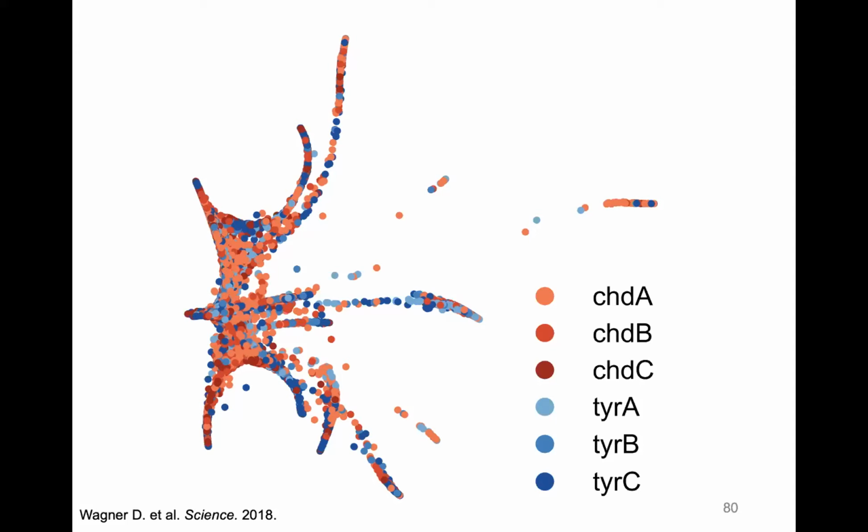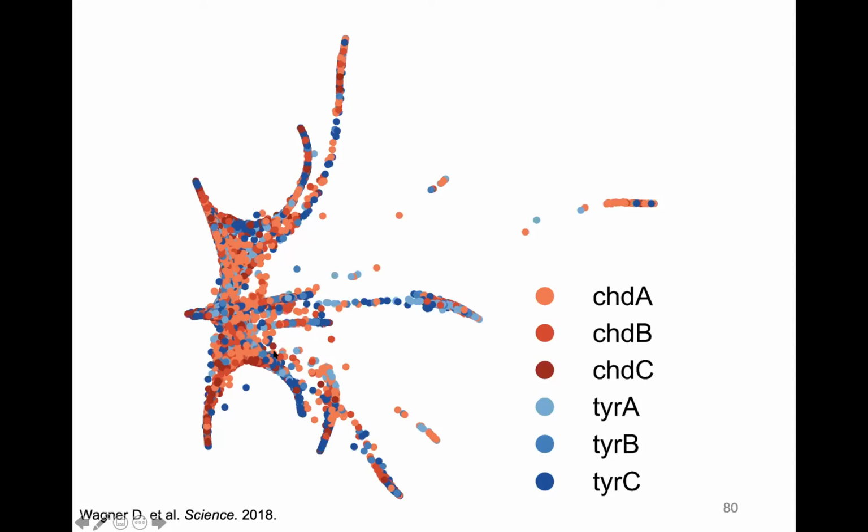We were talking about proper experimental design, and in this case, they actually did triplicates. So there were matched replicates. So chordin A is matched with tyrosinase A. They were sequenced at the same time. Chordin B with tyrosinase B, chordin C with tyrosinase C.